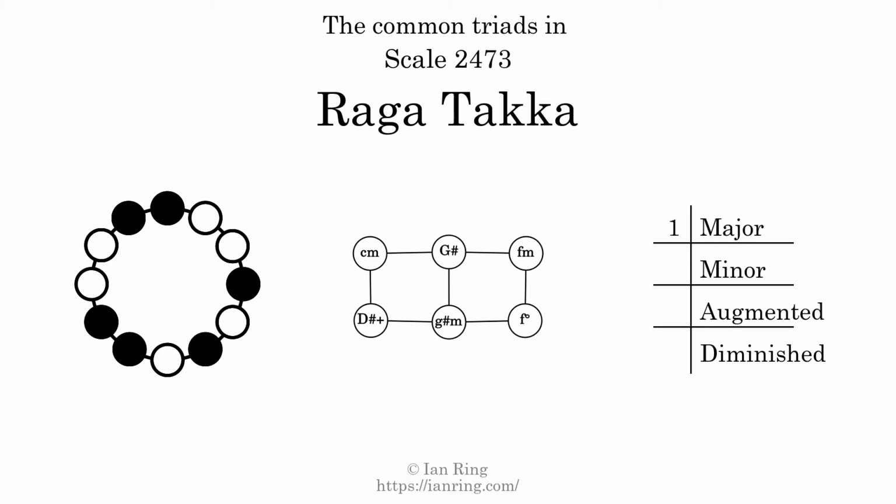There is one major triad. There are 3 minor triads. There is one augmented triad. There is one diminished triad. Here is a Hamiltonian path of parsimonious voice leading that uses all the triads.